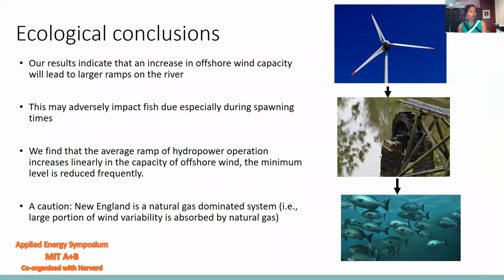So in conclusion, our results indicate that an increase in offshore wind capacity will lead to larger ramps in the river. This may adversely impact fish during their spawning times as well as their migratory times. We find that the average ramp in hydropower operation increases linearly with the capacity of offshore wind, with the minimum level reduced frequently. As a caution, New England is a natural gas dominated system, meaning that a large portion of wind variability would be absorbed by natural gas. And so that should be taken into account as we are thinking about those ecological impacts of a fully renewable system.